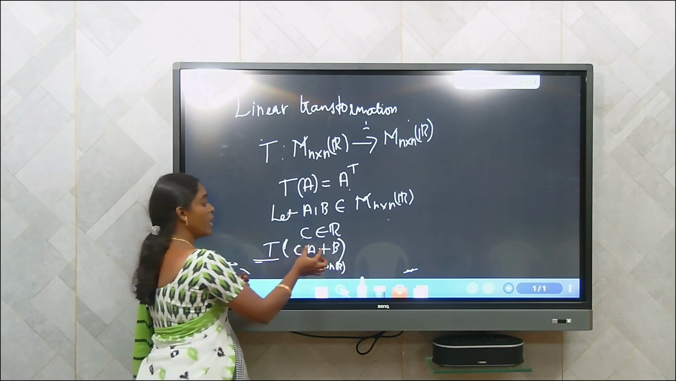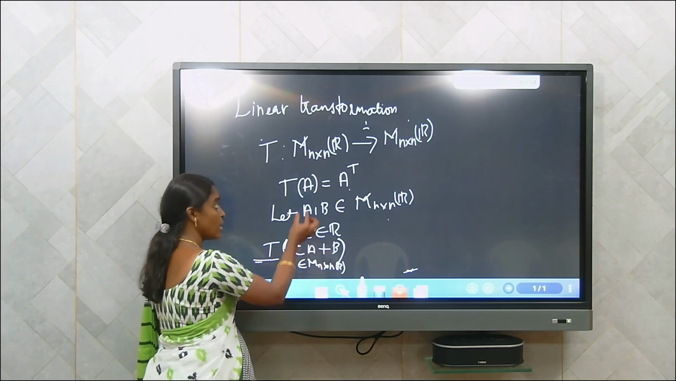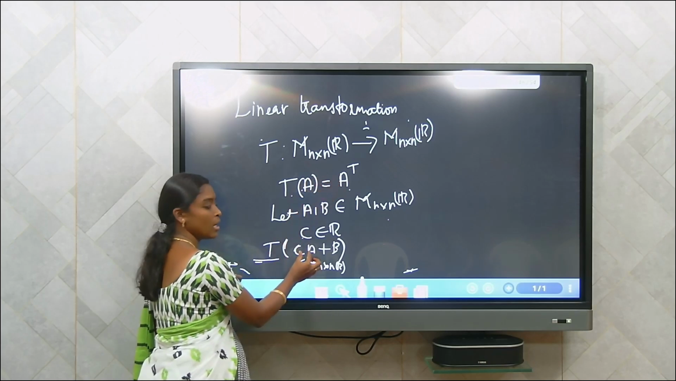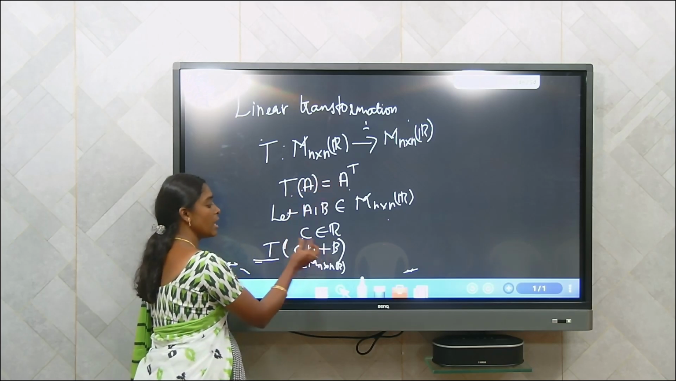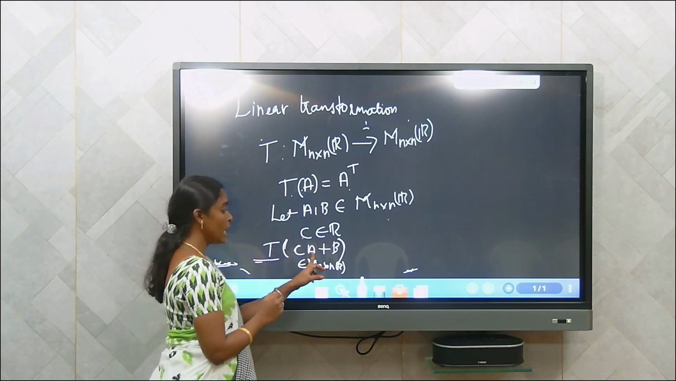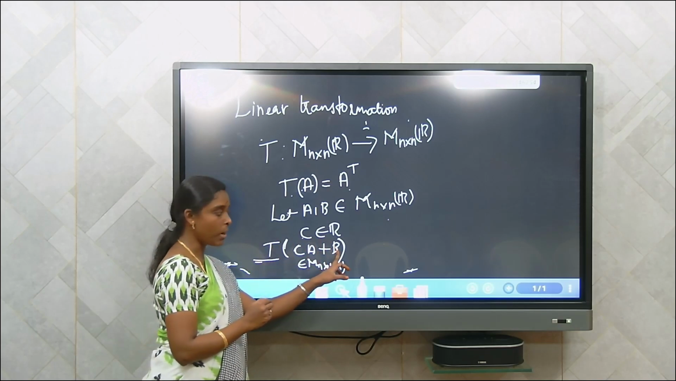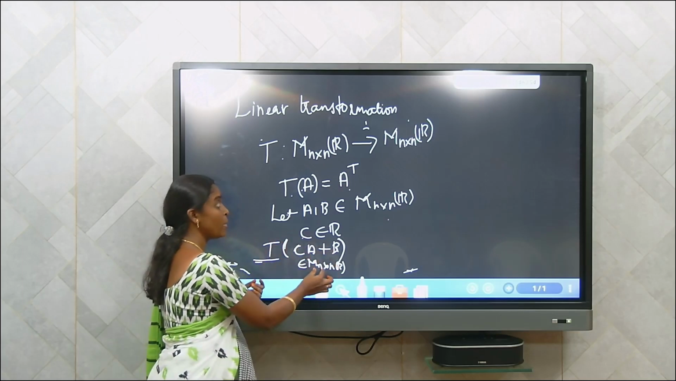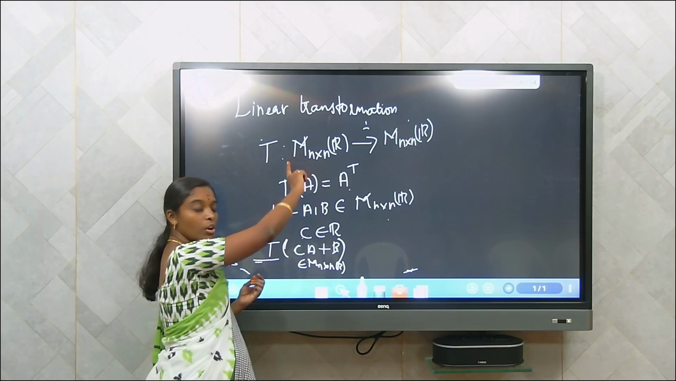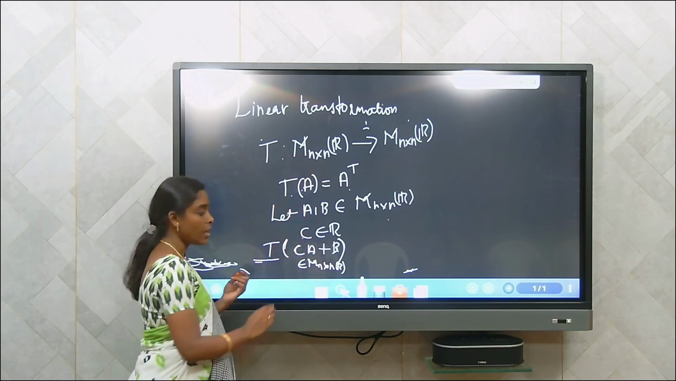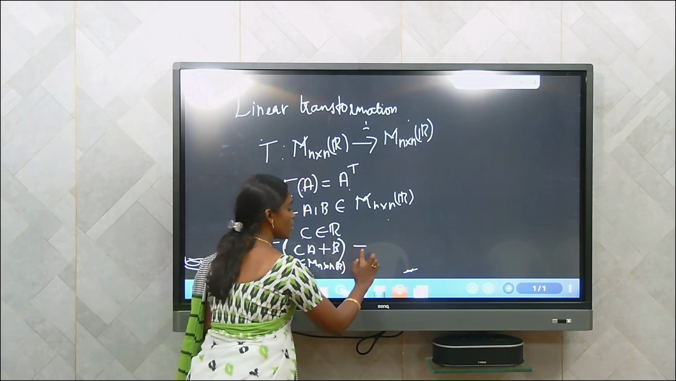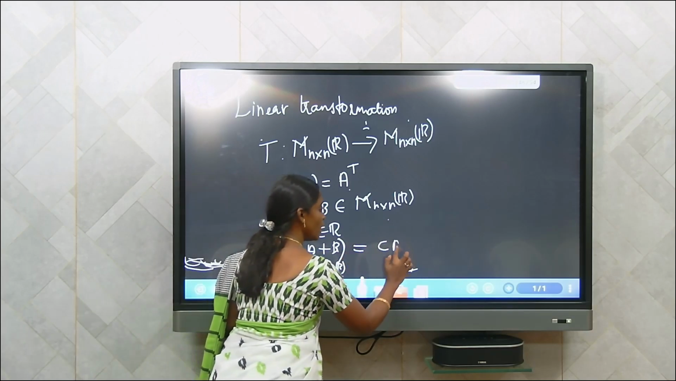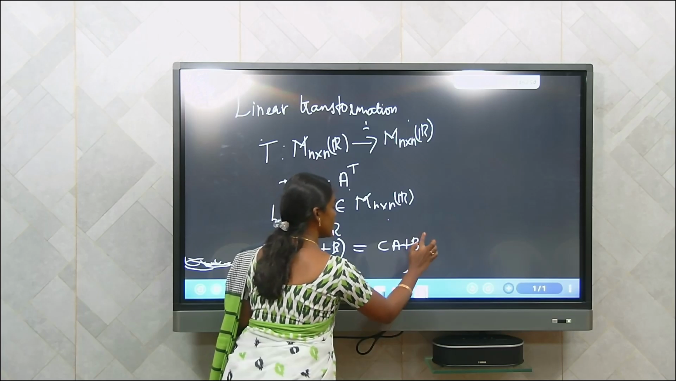Now we are going to apply the transformation condition T of A equals A transpose for this matrix cA plus B. As we know, A is an n by n matrix and B is an n by n matrix, so cA plus B is also an n by n matrix, and it is also an element of the domain vector space, the set of all matrices over R. So I am applying the transformation definition here. T of cA plus B will give the result (cA plus B) the whole transpose.